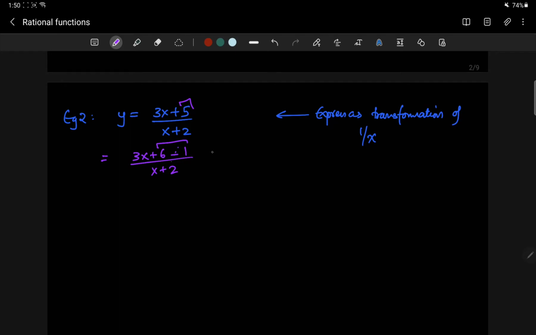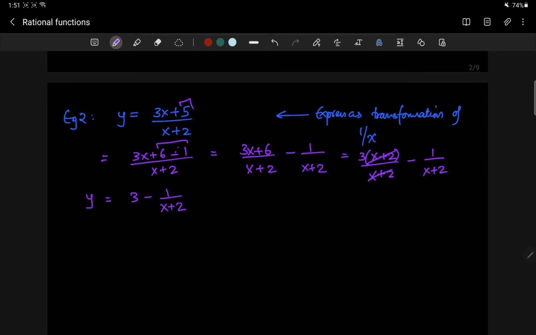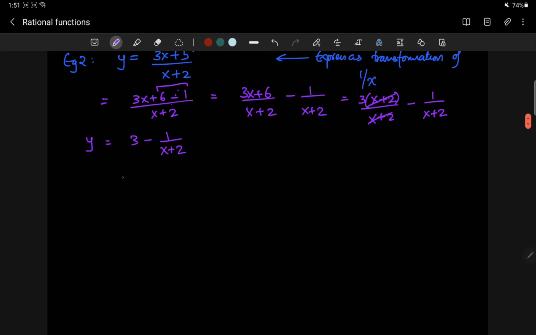It's because now I can split this into 2 fractions, 3x plus 6 over x plus 2 minus 1 over x plus 2. And then you'll notice that if you factor the numerator of the first, this is 3 times x plus 2 over x plus 2 minus 1 over x plus 2, which cancels out, and you end up with 3 minus 1 over x plus 2. And now we are in the right position to do the transformations.